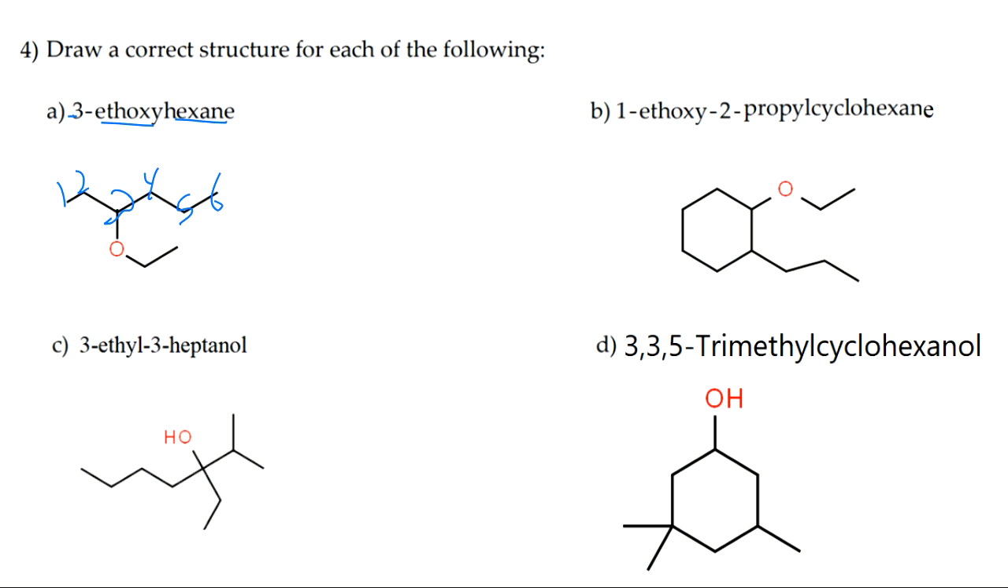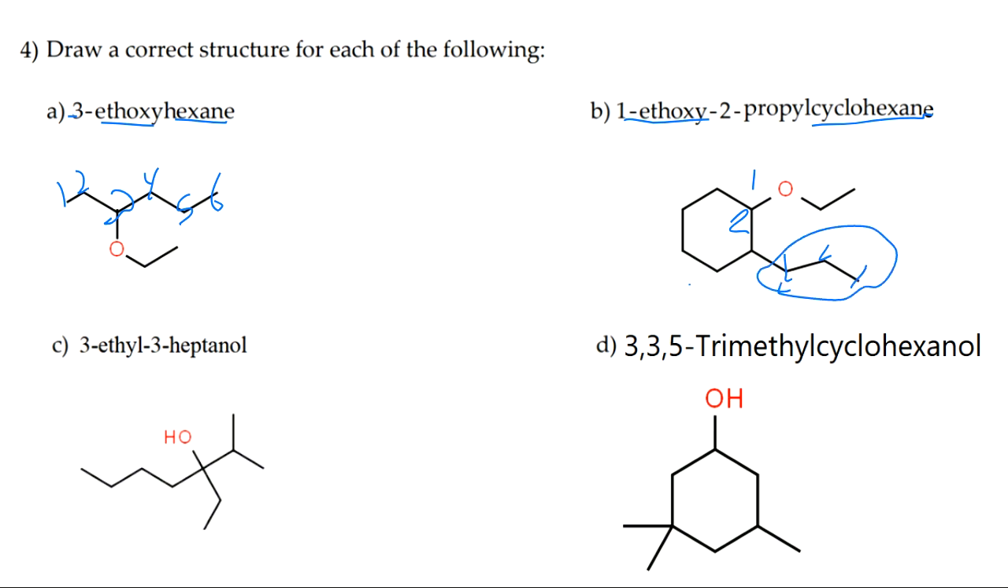Okay. B, 1-ethoxy-2-propylcyclohexane. This is an easy one, the cyclic compound. Directly, I would draw a 6-membered ring. Position 1 and 2. At 1, we have a substituent. At 2, we have a substituent. At 1, the substituent is ethoxy. Again, ethoxy means O, CH2, CH3. At 2, it's a propyl. Propyl means 3 carbons. It means CH2, this is CH2, this is CH2, this is CH3. Okay, this is a propyl substituent.